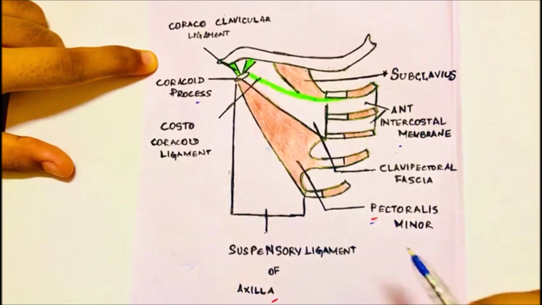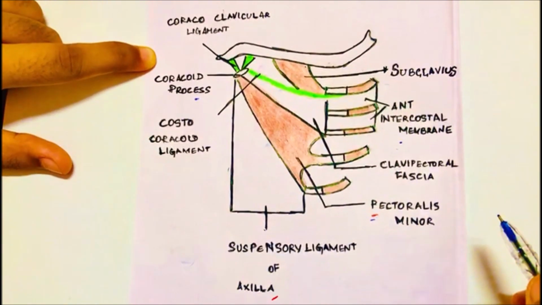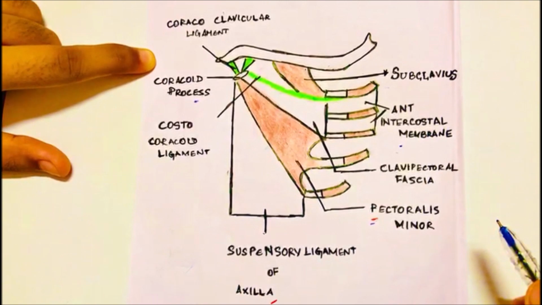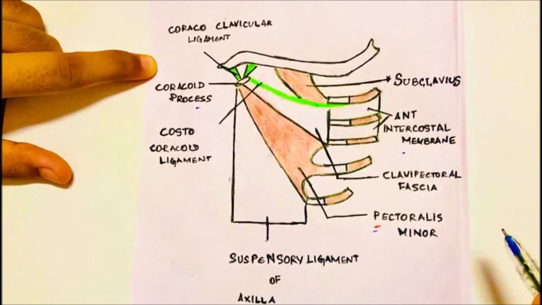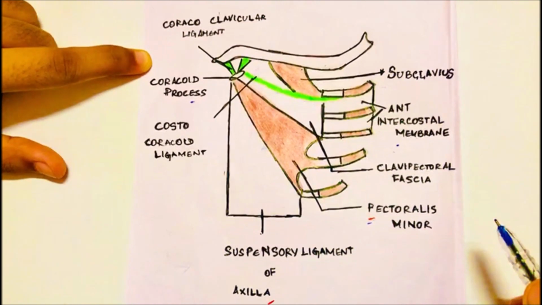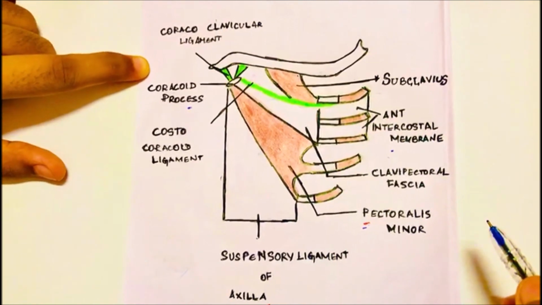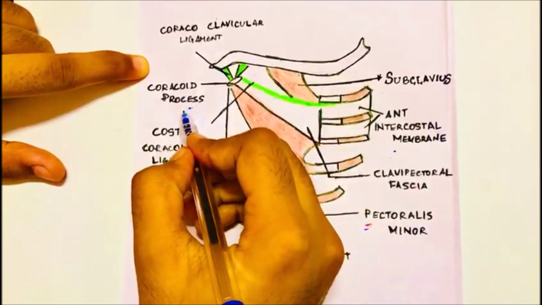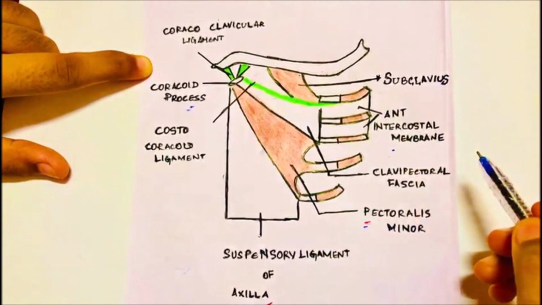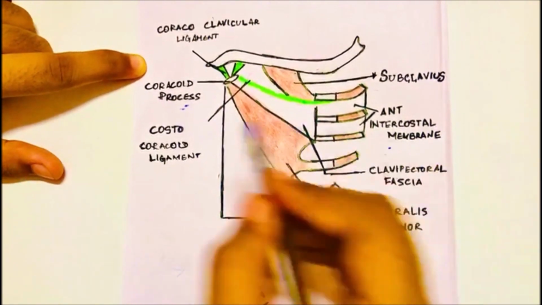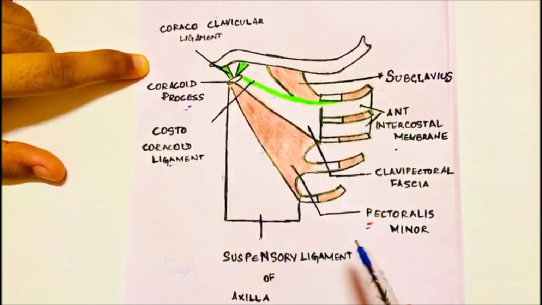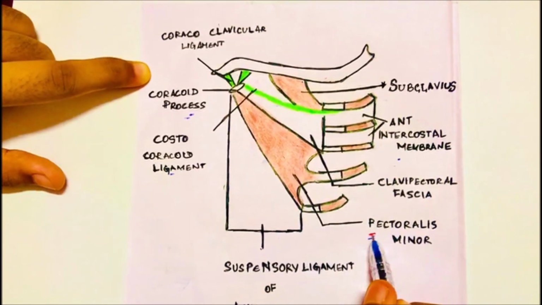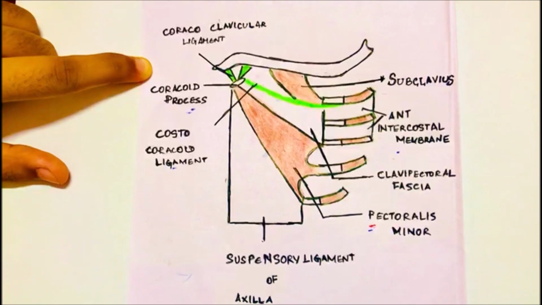Let us move on to modifications. In modification, there are two important points to remember. One is the costocoracoid ligament and the other is the suspensory ligament of the axilla. The fascia thickens along the lower border of the subclavius between the coracoid process and the first costochondral junction and is called the costocoracoid ligament. The part of the fascia below the pectoralis minor is called the suspensory ligament of the axilla.